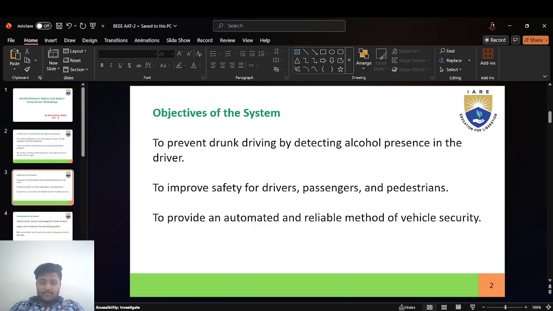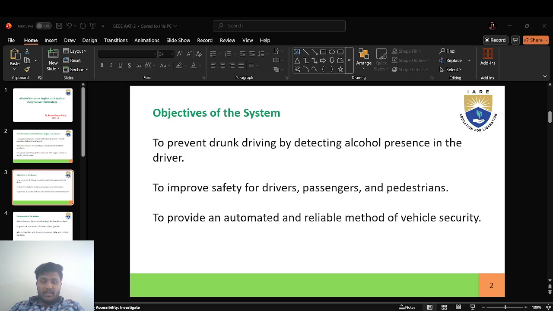Objectives of the system: to prevent drunk driving by detecting alcohol presence in the driver. The system checks if the person trying to drive the vehicle has alcohol in his breath. To improve safety for drivers, passengers, and pedestrians. By stopping drunk driving, the system reduces the chances of accidents. This keeps not only the driver safe but also the people sitting in the vehicle and those walking on or driving on the road around them.